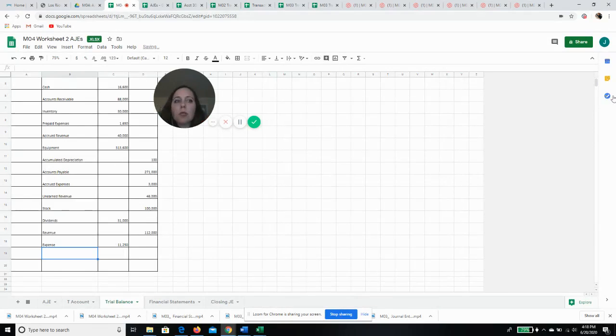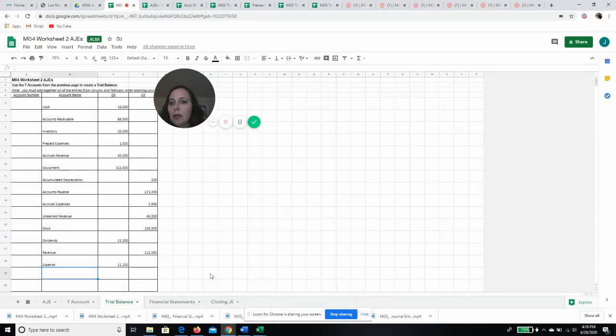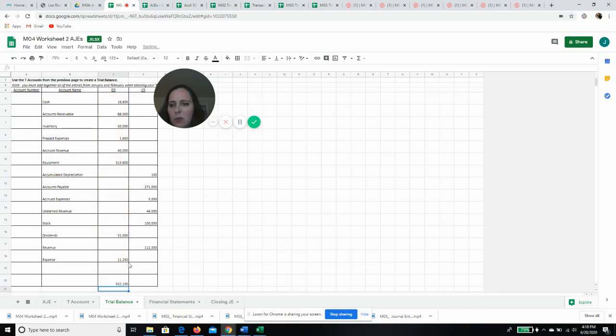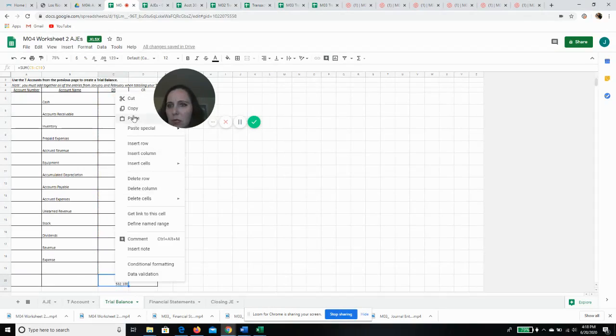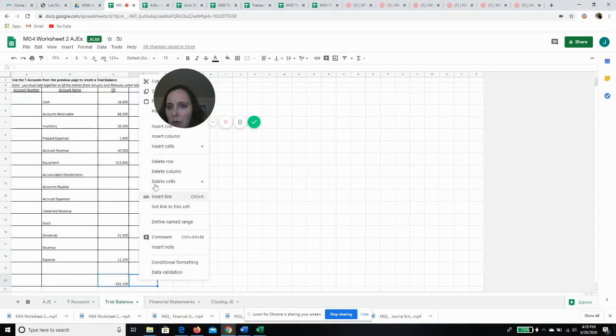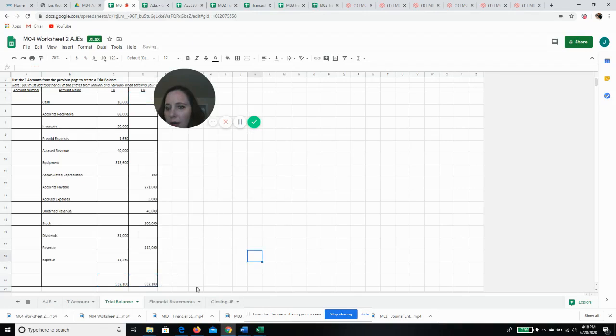All right, folks, moment of truth is here. Do our debits equal our credits? Let's add them up and see. So I'm going to do a sum and add all these ones up. You can do it with your calculator if you're not comfortable using the formulas in Excel or Google Sheets. Whatever makes you happy. All right, so my debits are 532,100 and my credits are 532,100.